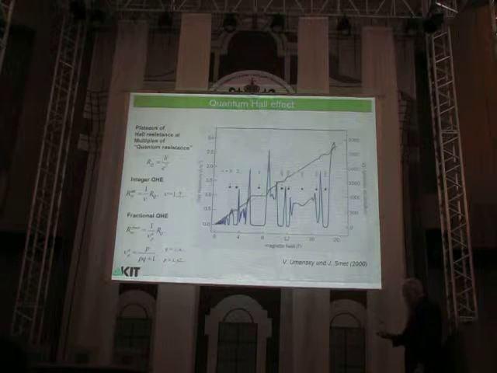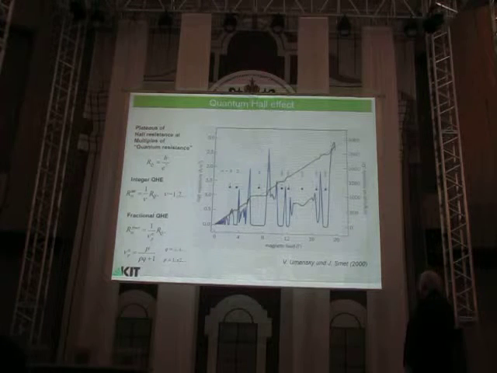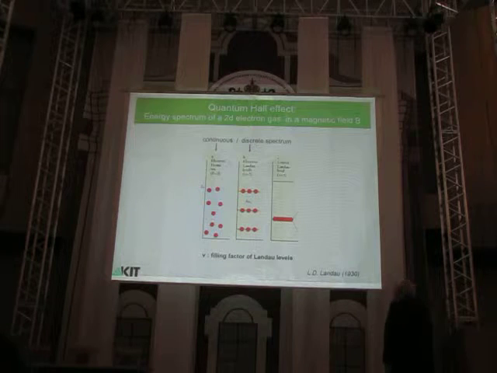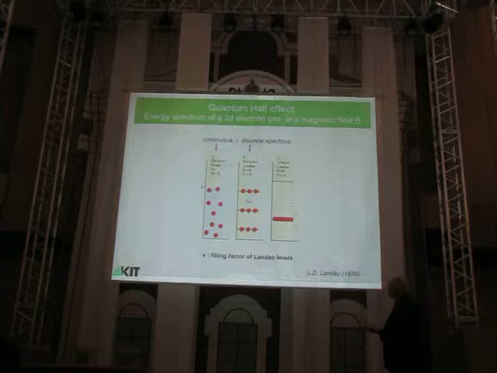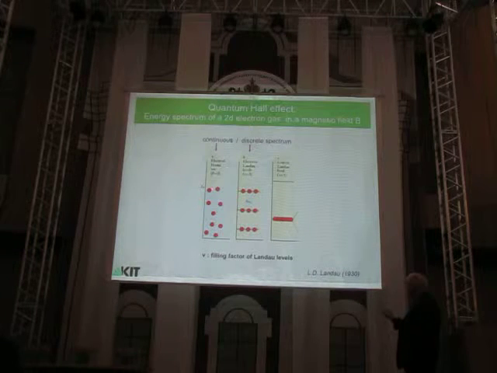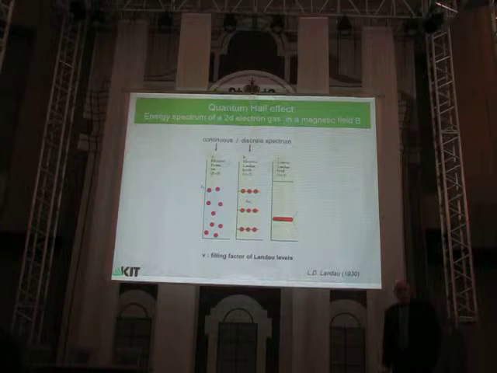Okay, let's first look at the integer quantum effect. What happens when a two-dimensional electron system is put into a magnetic field? Well, without the magnetic field, it forms a Fermi sea here. When the magnetic field is applied, the spectrum goes over into a discrete spectrum of Landau levels, which are filled according to the size of the system and so on. And in the extreme case, only the lowest Landau level is filled.